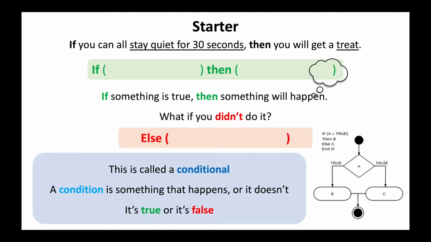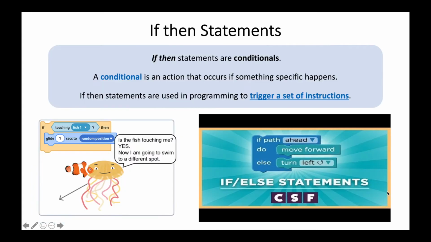So let's look at this diagram here. If A is true, then B is going to happen. But if A is false, then C is going to happen. So let's use our example to help us. So if you're all quiet for 30 seconds, then you'll get a treat. But if you are not quiet for 30 seconds, then you will not get a treat.